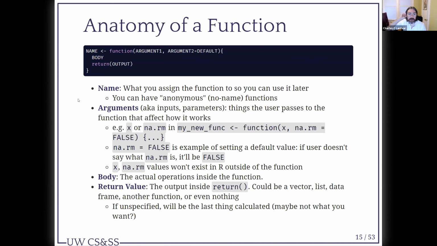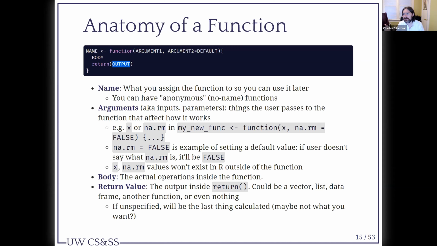The return value here is how you specify what you want the function to output once it gets done running. This could be a vector, list, a data frame. It could even be another function. It could be nothing at all. If you don't specify a return value for a function, it still outputs something. It just outputs the very last thing the function calculated. This is usually what you actually want out of a function, so often you don't have to specify a return.